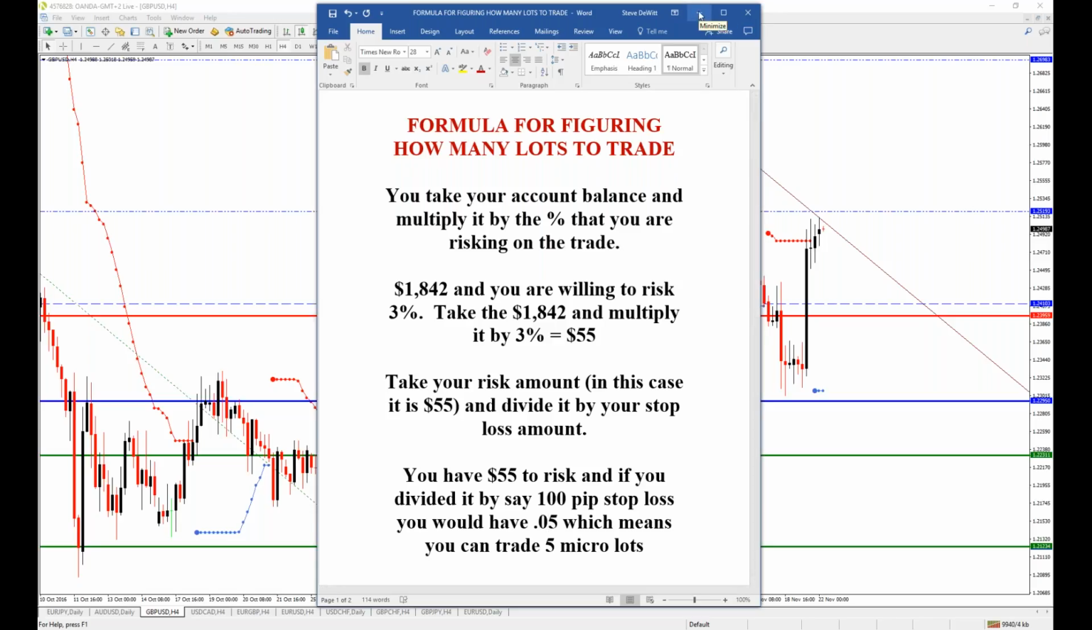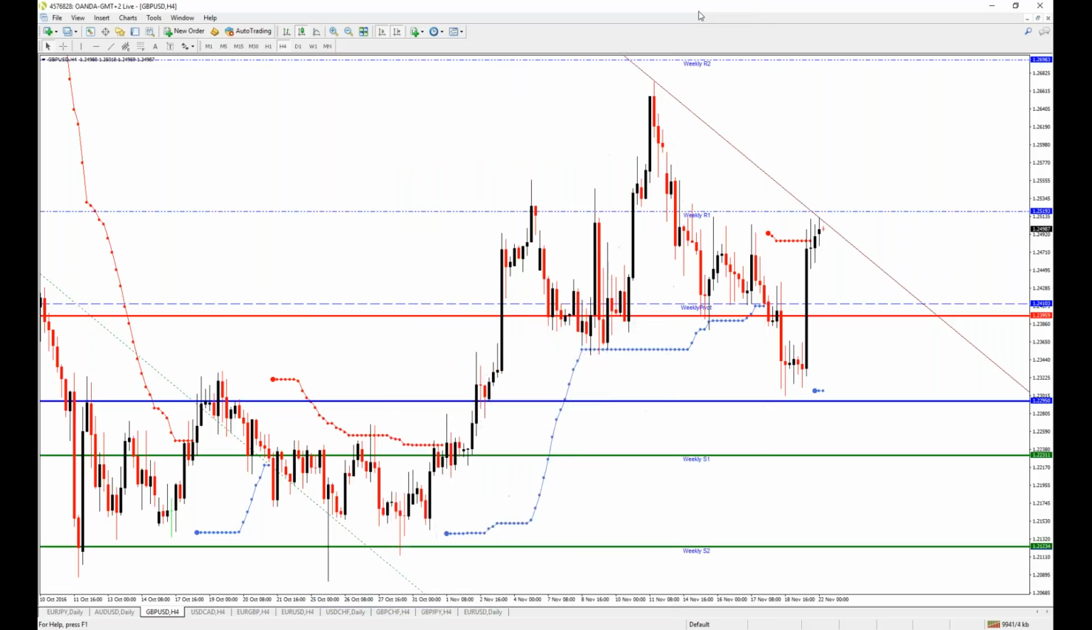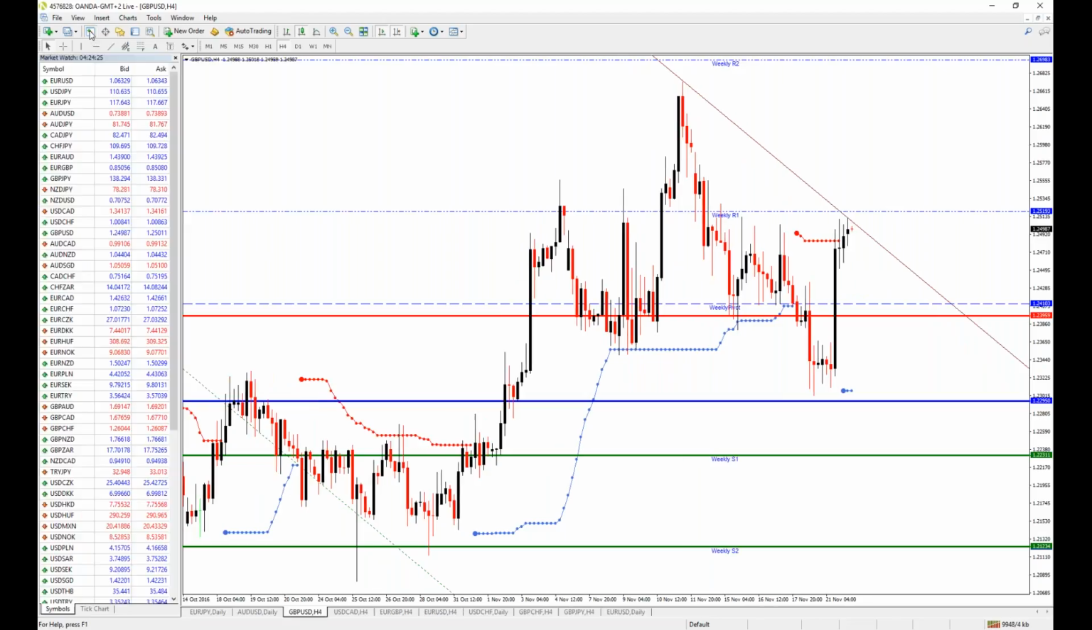Let's go place the order. This is what you do to place an order. I come over here to this green and red arrow that's called Market Watch, top left-hand corner, and I click on it. And then I look for the currency pair that I want to trade, which is the Great British Pound, US dollar right here, and I double click on it. When I do that, a box is going to pop up.